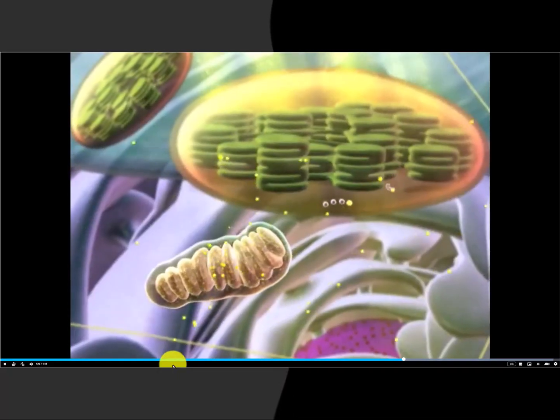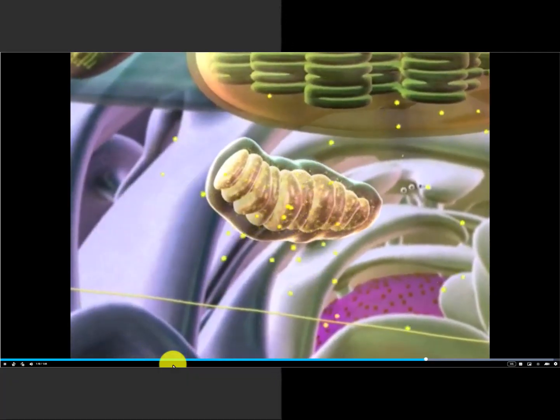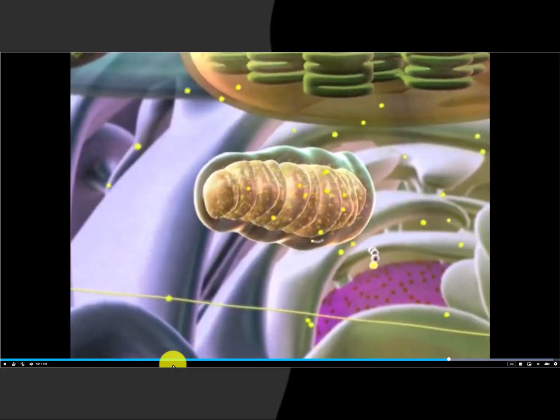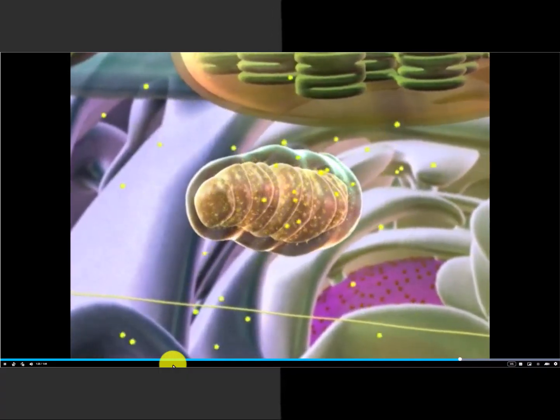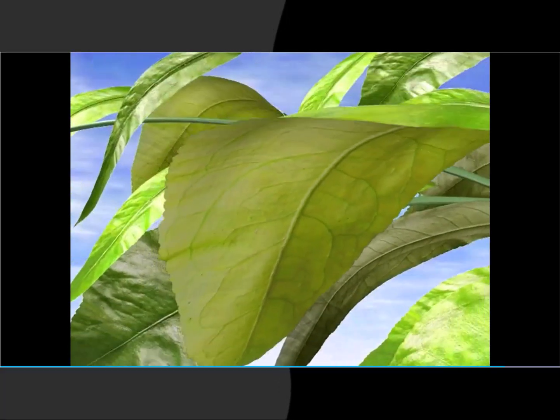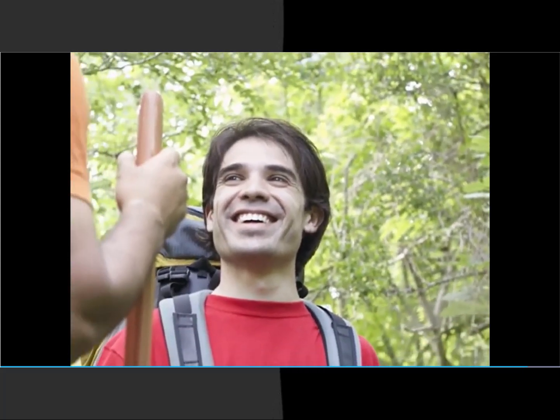When sugars produced by photosynthesis are broken down, their energy is used to make ATP in mitochondria. ATP powers the work of the plant cell. Most organelles, like mitochondria, are found in both plant cells and animal cells. So the next time you pass by a plant, remember that we have more in common than meets the eye.